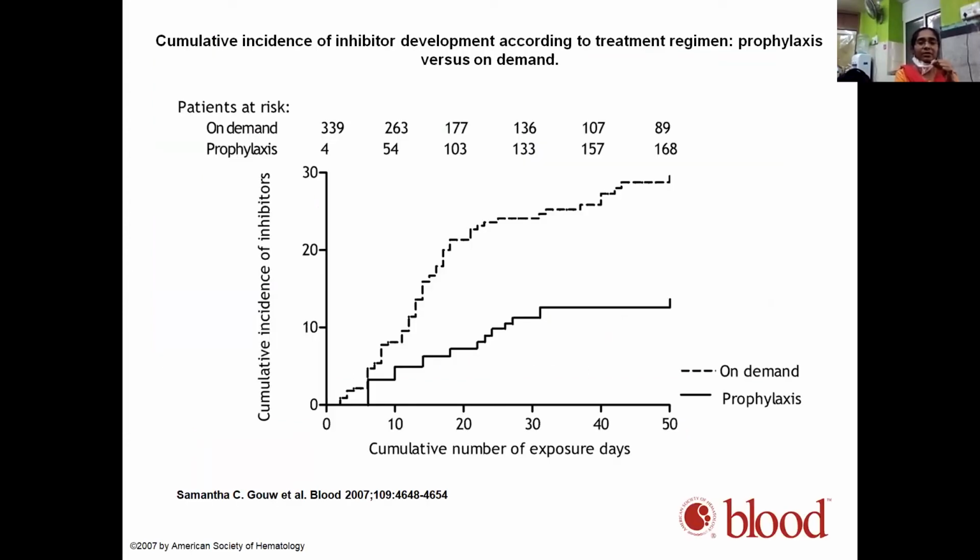So this is one important question which the patients ask. Many a time, all these children will be asked to go for prophylaxis. So they will have a doubt whether, if they are frequently exposed to factors, they will develop inhibitors. This picture in the Blood journal clearly shows that the dotted line above is the on-demand treatment, and the complete line below is the prophylactic treatment. The x-axis gives the number of exposure days, and the y-axis depicts the cumulative incidence of inhibitors. So you can see that the chance of developing inhibitors is more with on-demand treatment than with prophylactic treatment. So that is very clear.